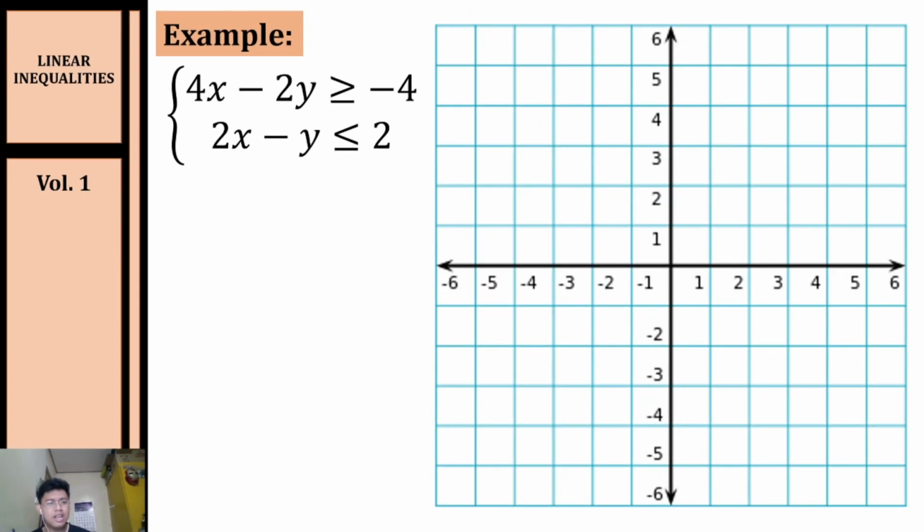Alright, so let's have another example. For example, we're given this system of linear inequality. So we have 4x minus 2y is greater than or equal to negative 4. And we have 2x minus y is less than or equal to 2.